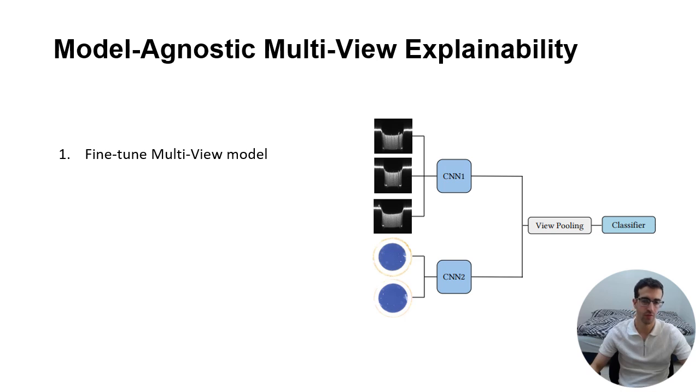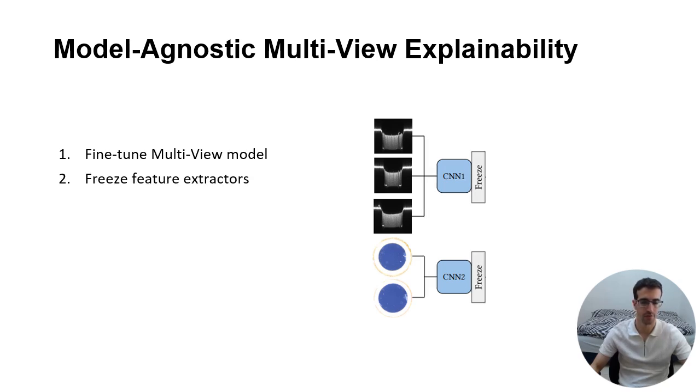Now, multi-view explainability is challenging since the features from the different views are mixed inside the view pooling layer. Nonetheless, we suggest an innovative methodology to explain multi-view models. So I will present this methodology. And first, we fine-tune the multi-view model with the chosen architecture. In our case, similar subgroups architecture.